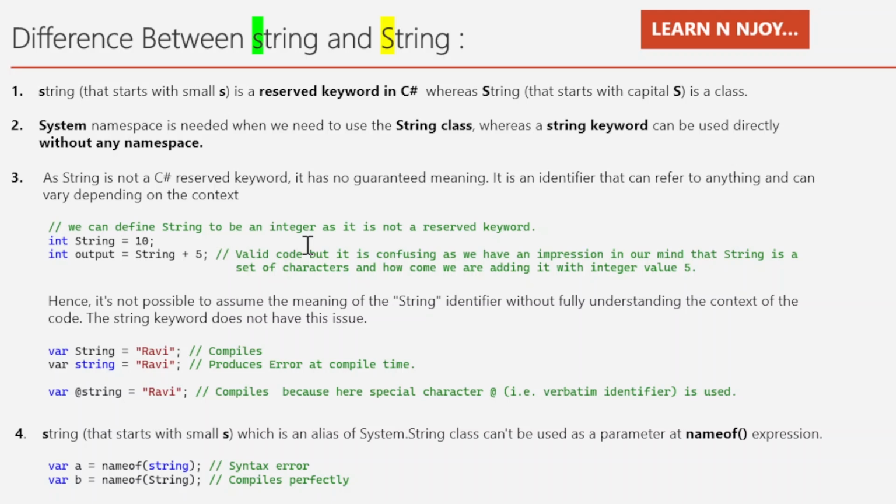So it's not possible to assume the meaning of the string identifier without fully understanding the context of the code. That's where this string keyword comes into the picture. If you are going to use the string keyword, it does not have that type of issue.